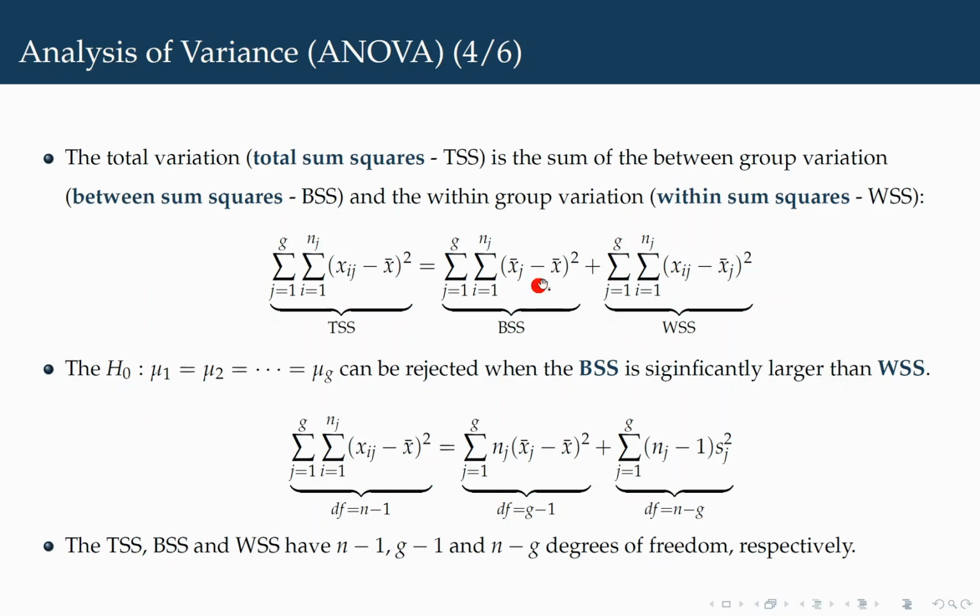X bar j minus x bar represents that of the between variation. Xij minus x bar j, this represents that of the within variation. That means the error is nothing but the deviation of each observation from their corresponding group mean. The between variation is nothing but the difference between the group mean and the overall mean.